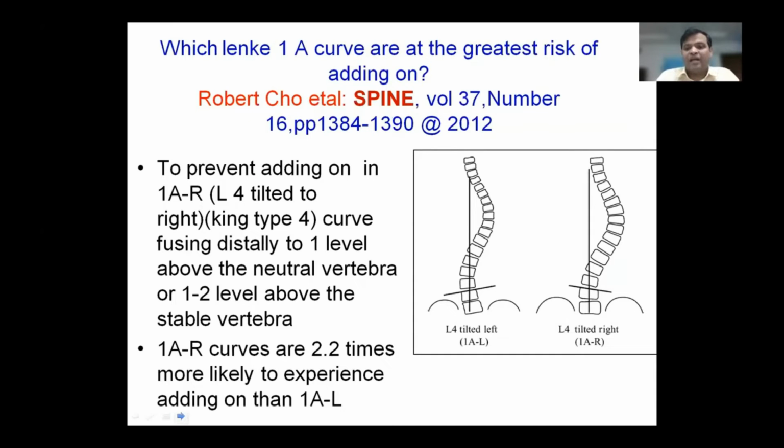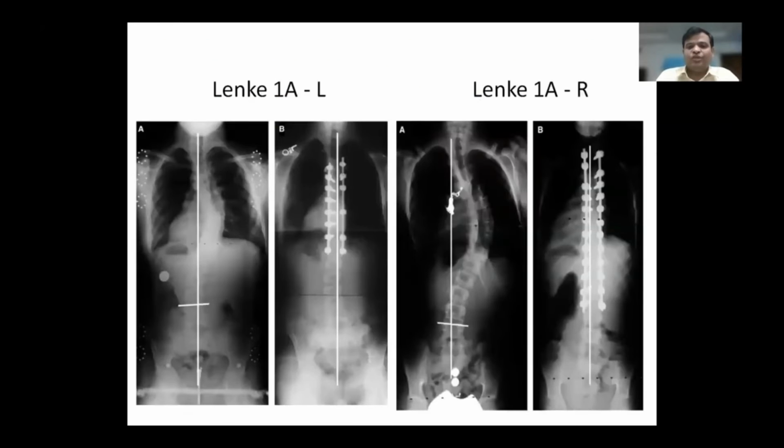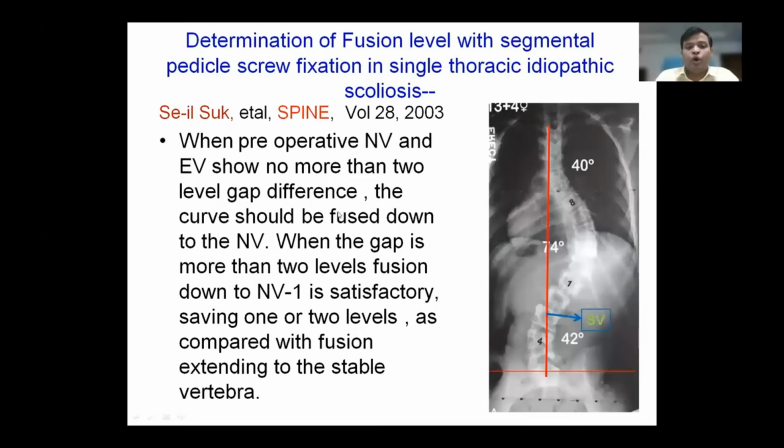Again, there is a concept of 1AR and 1AL curves depending upon the tilt of the L4. 1AR curves are the long thoracic curves and 1AL curves are the short thoracic curves. In 1AR curves, you have to go more distally into the curve for the fusion. It is also said that 1AR curves have a 2.2 times higher probability of adding on. That is why if you see these 2 curves, we have fused short here and we have fused long in the 1AR curve.